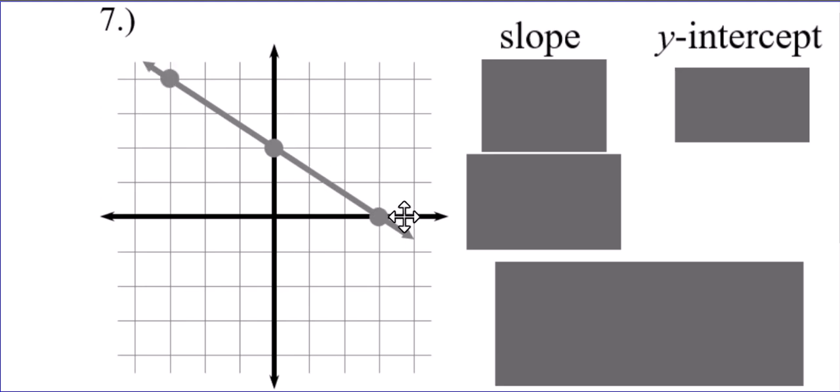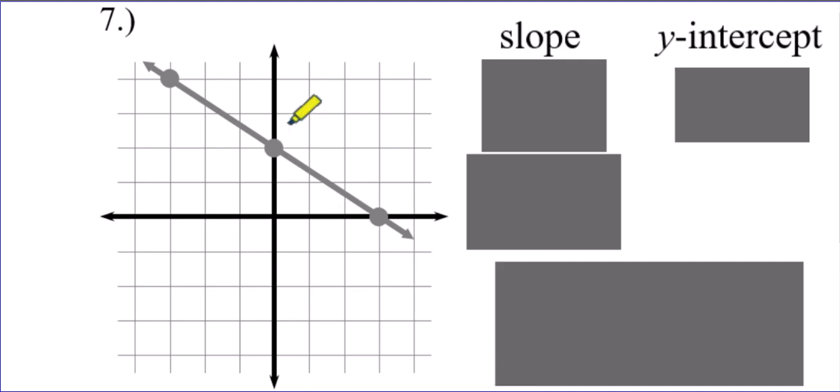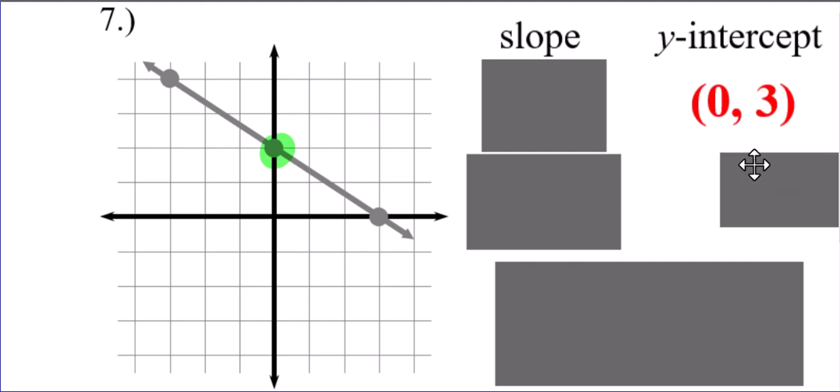Oh, they gave us 3 dots. We have lots of options here for the slope. But before I talk about the slope, let's go ahead and talk about the y-intercept. It's the point on the y-axis. So that is 0, 3.